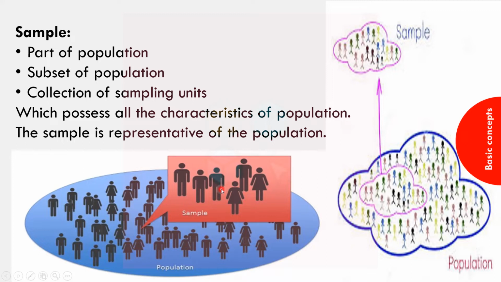Sample must possess all the characteristics of the population. For example, population are the school students, then the selected sample should be the school students, not the university students. They should possess all the qualities, all the characteristics which the population has. Both are the same characteristics. Sample is a small part taken from the population.